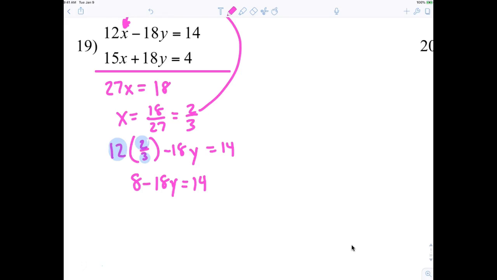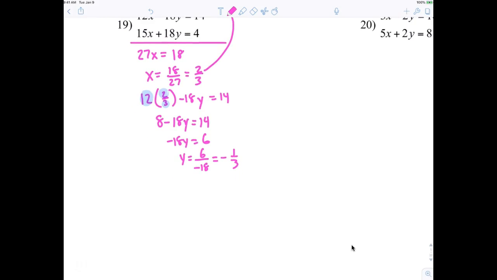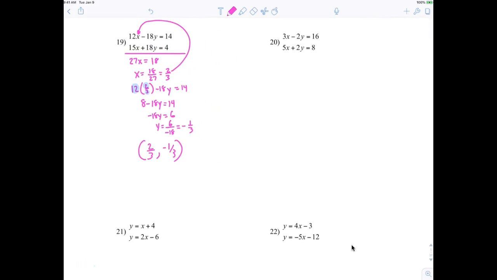And now, subtract 8 from both sides. So y is equal to, now be careful, 6 over negative 18, which is the same as negative 1/3. So my answer is 2/3, comma, negative 1/3. Everybody okay with that? Any issues? 2/3, comma, negative 1/3. Any questions or concerns with that?